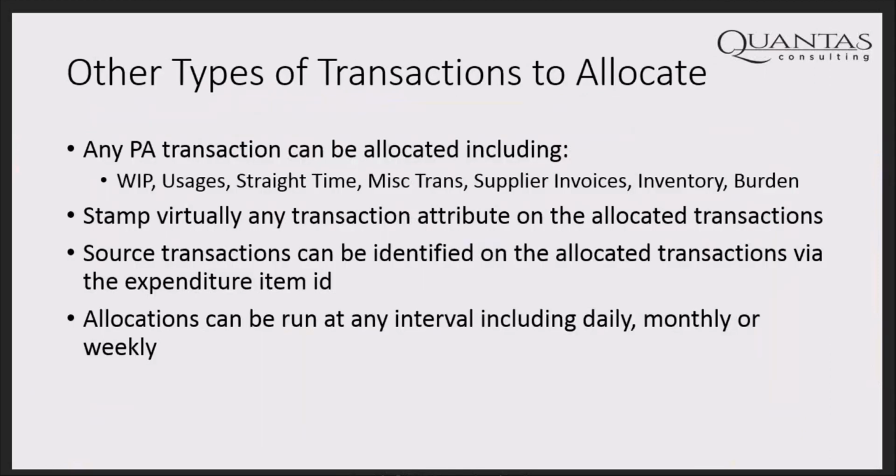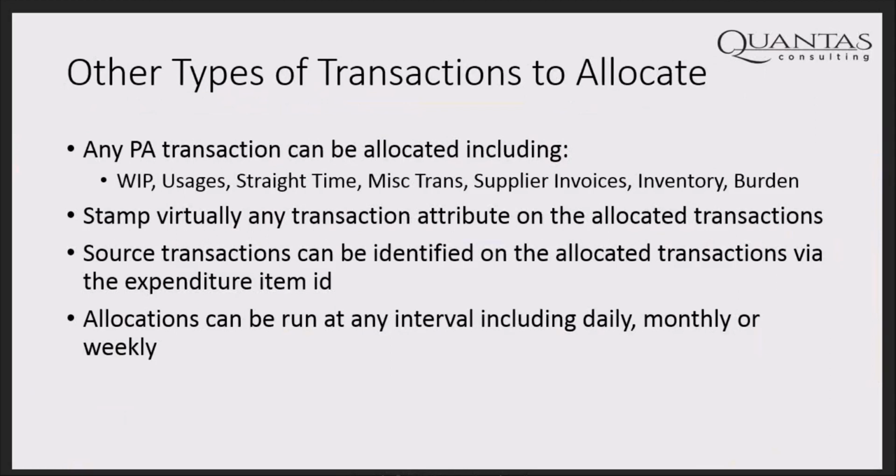So other types of transactions to allocate, of course, we can do our burden and our miscellaneous. We can actually stamp them with WIP, usages, straight time, supplier invoices, inventory. We can stamp any transaction attribute on the record. So employee name, vendor name. If you've got DFFs that you're populating, we can put those in as well. The source transactions can also be identified on the allocated transactions with the original expenditure item ID. And the allocations can be run really at any interval: daily, weekly, monthly, quarterly, whatever interval is required.